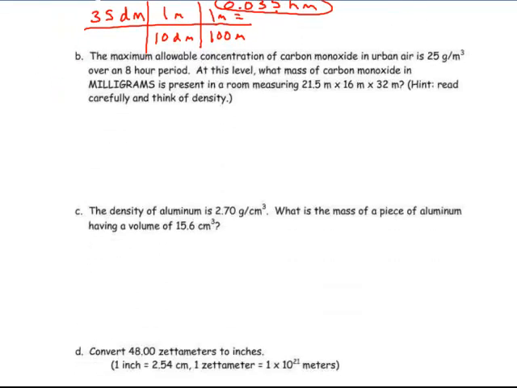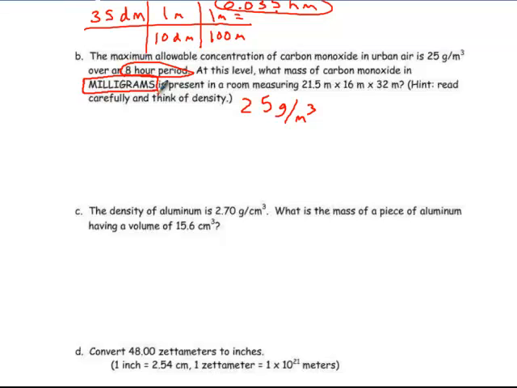All right, now this one looks kind of scary. We've already answered one like this. A maximum allowable concentration is 25 grams per centimeter cubed. Sometimes I think it helps to write down what you've got. I have grams per centimeter cubed over an 8-hour period. At this level, what mass of carbon monoxide in milligrams is present in a room measuring?